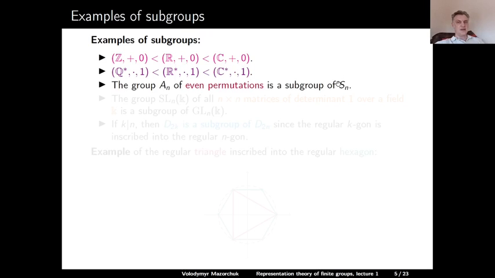The symmetric group Sn has a classical subgroup An given by all even permutations. The group SLn(K) of all n times n matrices with determinant 1 is a subgroup of the group GLn(K) of all non-degenerate n times n matrices. So here K is just any field.